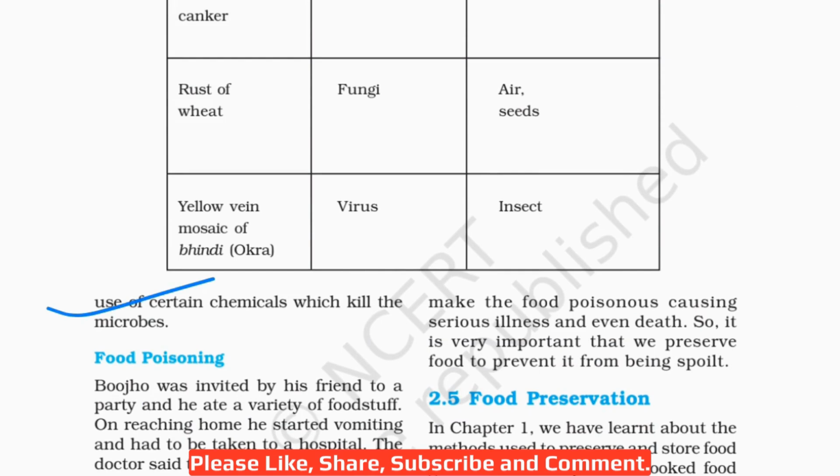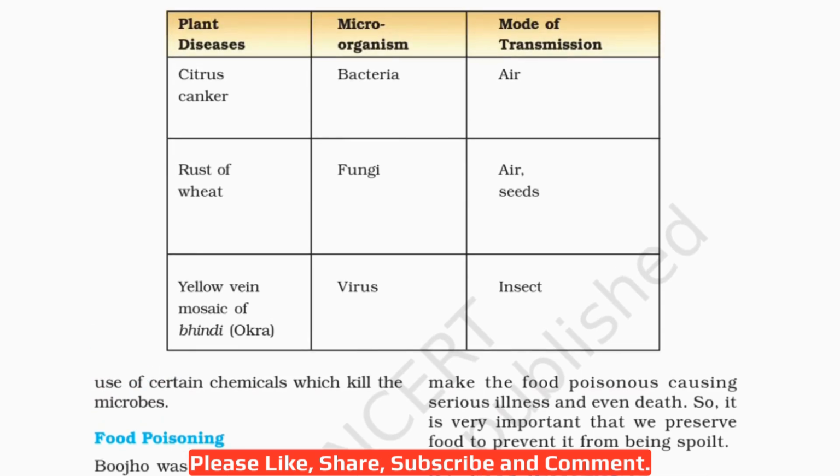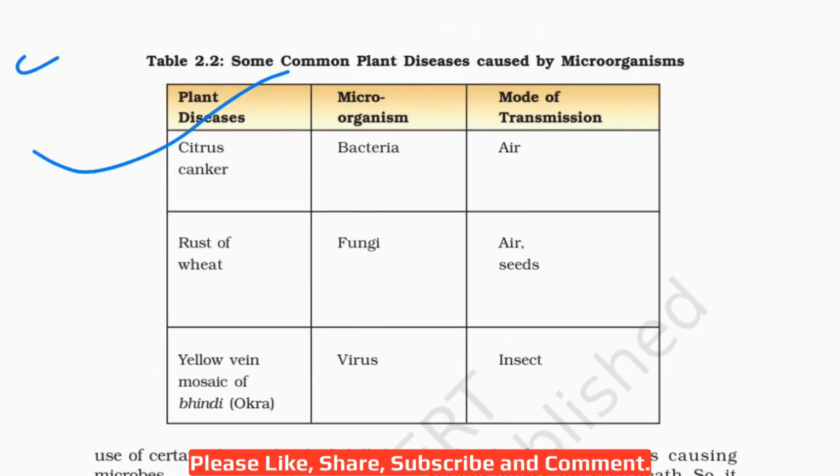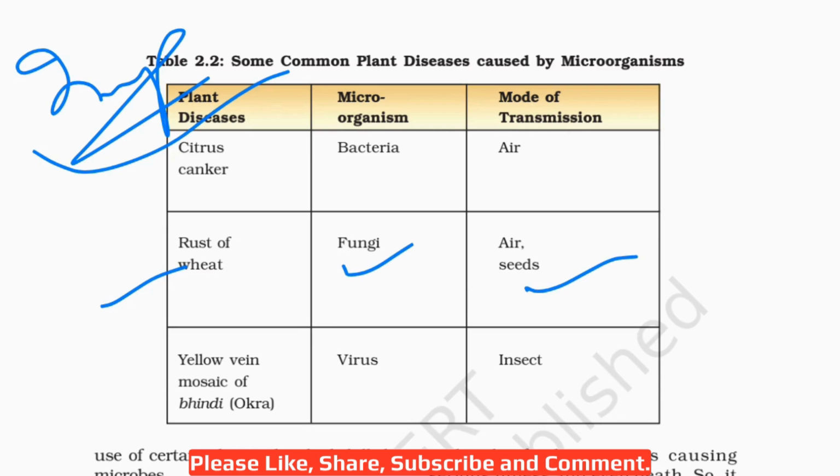Now before proceeding to food poisoning, let's read this table, and this is also very important. The plant disease citrus canker, microorganism bacteria, mode of transmission air. Then next, rust of wheat, microorganism fungi, mode of transmission air and seeds. Third one, yellow vein mosaic of bhindi, okra, microorganism virus, mode of transmission insect.